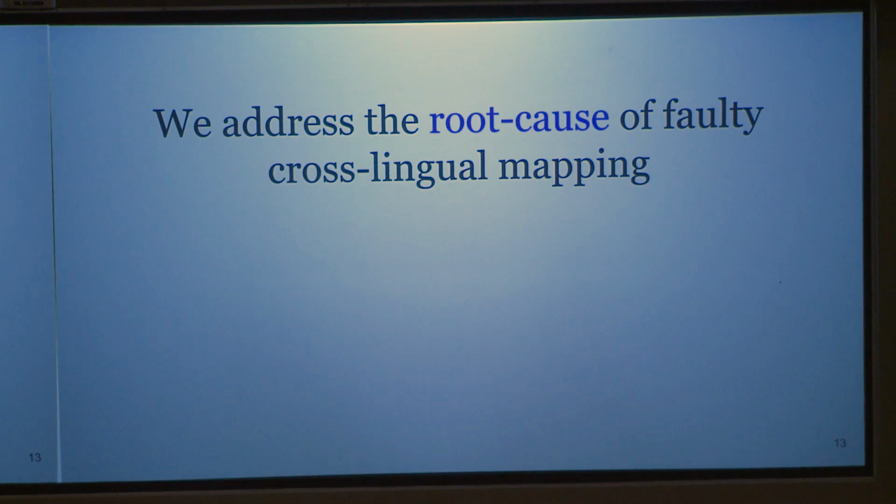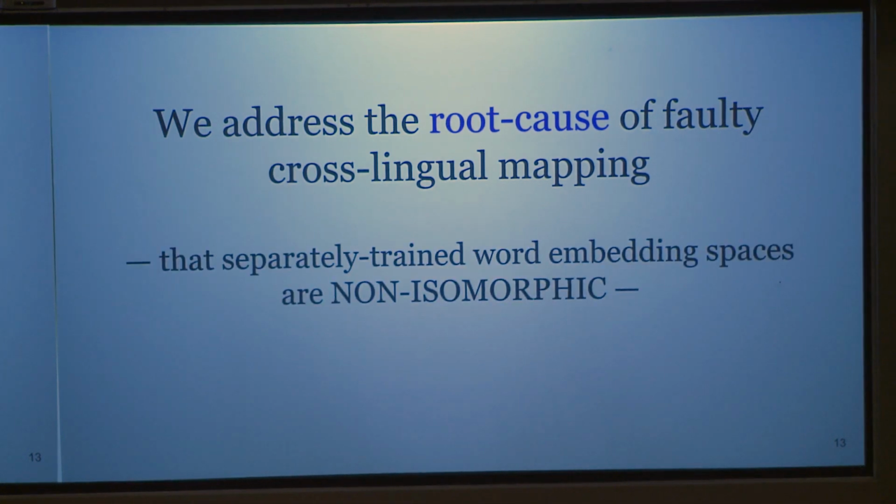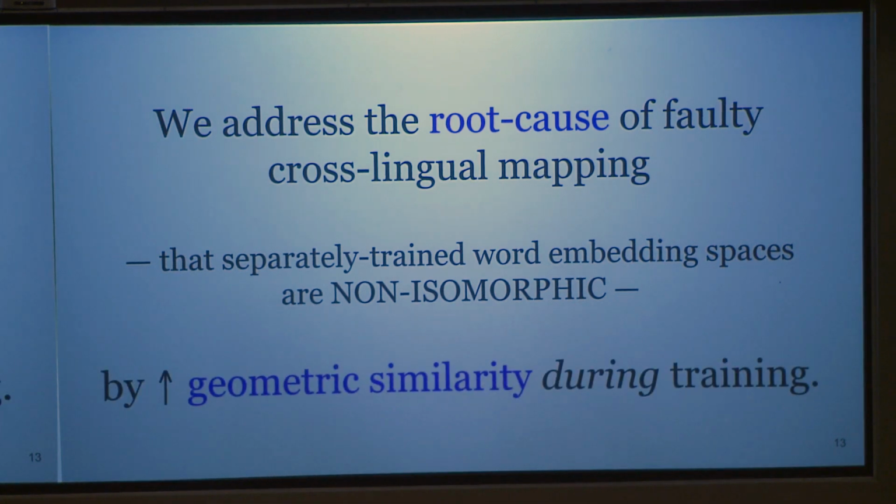So in IsoVec, we address the root cause of faulty cross-lingual mapping. That's that separately trained word embedding spaces are non-isomorphic, and we do this by upping the geometric similarity of the spaces during training.